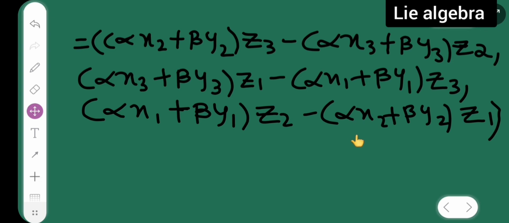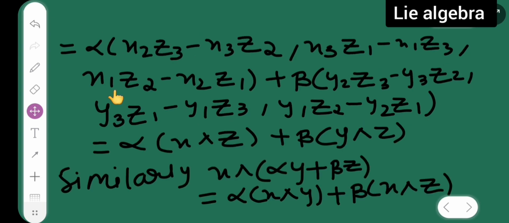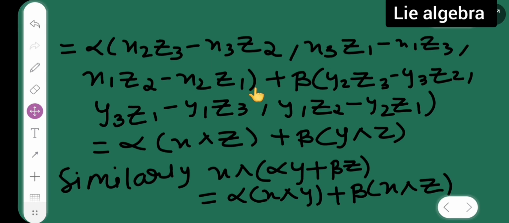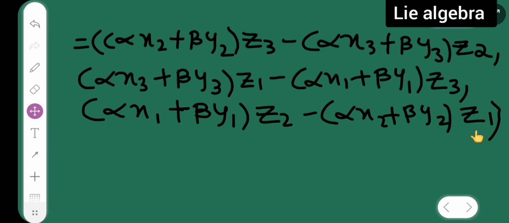Next, x2 into z1 I already got, and plus. So here we are done, no? x2 into z1. Then plus the beta part now. Take beta common, okay? Wherever there is beta.